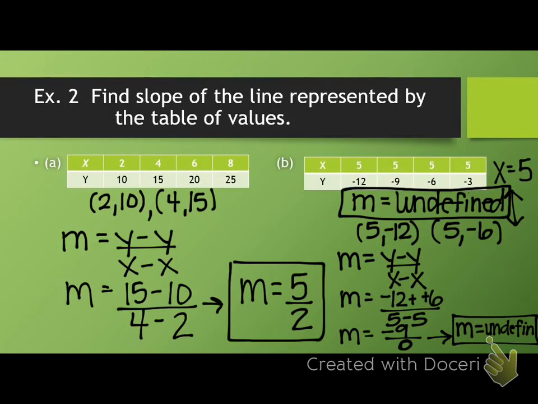All right, we do need to fix that. So negative 12 plus 6 is actually what? Very good. But negative 6 divided by 0 is still what? Still undefined. Okay? Good catch on that.